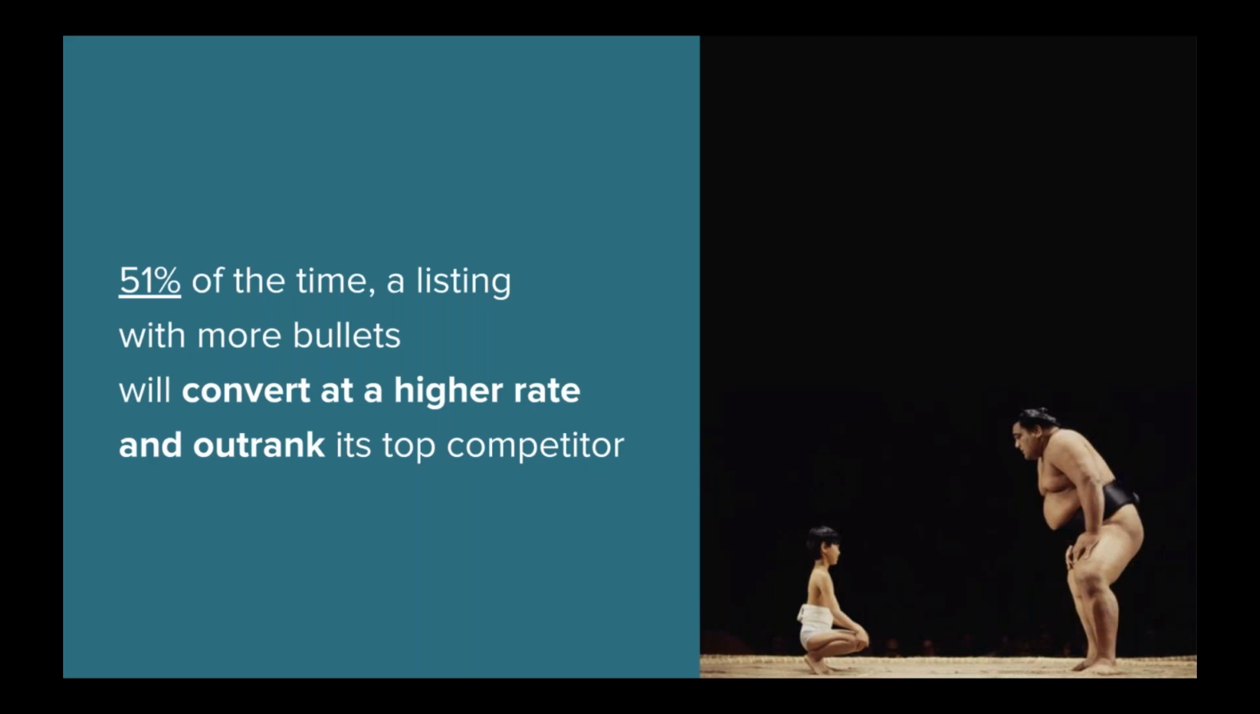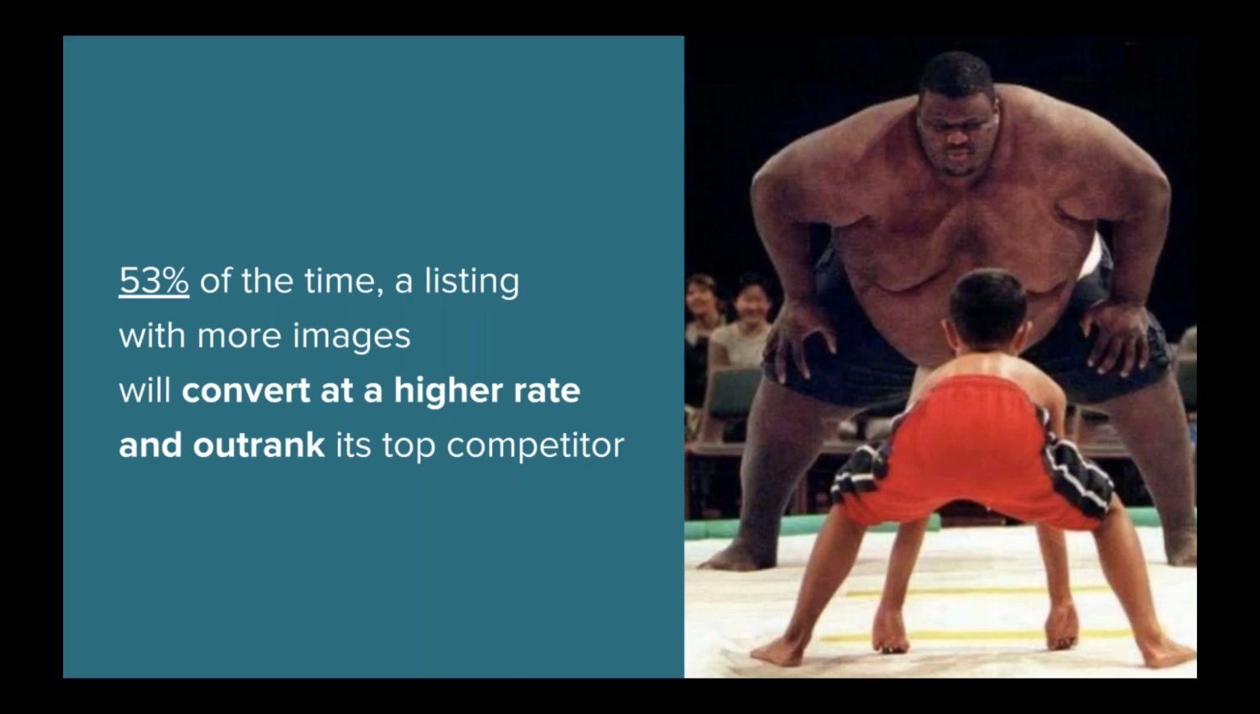Now, that doesn't sound like a high number, but if you think about the volume of searches that are happening and the volume of glance views that are happening to product pages on Amazon, there's a very significant aggregate effect. So again, make sure to use all the feature bullets allotted to you and cram them full of good content that brings to life your product features and benefits. We see that 53% of the time, a listing with more images will convert at a higher rate and outrank its top competitor.